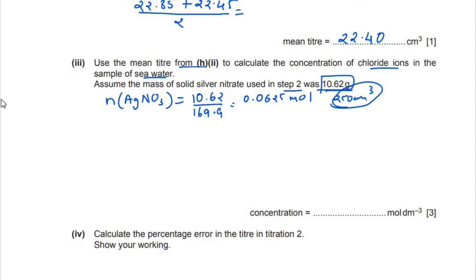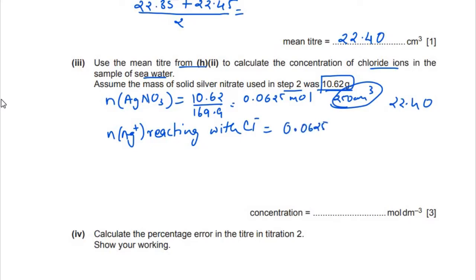But here our titer of silver nitrate is 22.40. So if we want to calculate the moles of silver nitrate reacting with chloride ions, because this is what we have got in the titration, then we have to cross multiply. The 0.0625 is the total moles in 250, so how much in 22.40? This is how we calculate, by dividing by 250 and multiplying by the titer which we got in the second sub question. The answer for this is 5.60 times 10 power minus 3 moles. So this is how we get the moles of silver nitrate which is reacting with chloride ions, because this is what we get from the titration.